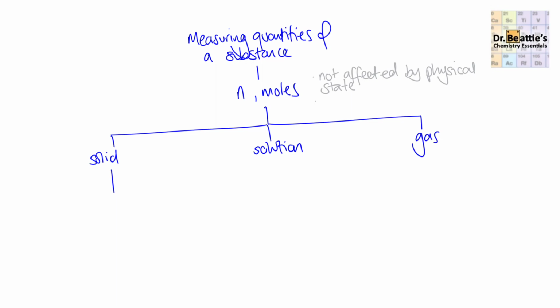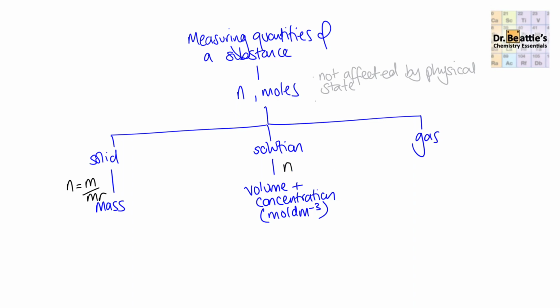Solids are measured in masses. In order to get number of moles, we do mass divided by the molecular mass, Mr. Solutions are measured in volume and concentration. They are given the equation n equals V times C. Importantly, sometimes you're given concentrations in grams per decimeter cubed, and you will need to convert this into moles per decimeter cubed if you're going to try and work out the number of moles contained in a solution.